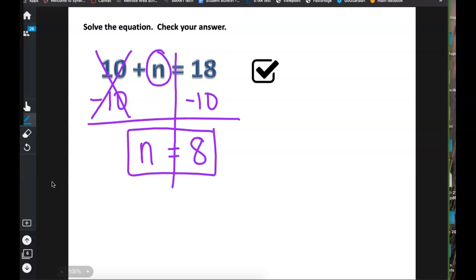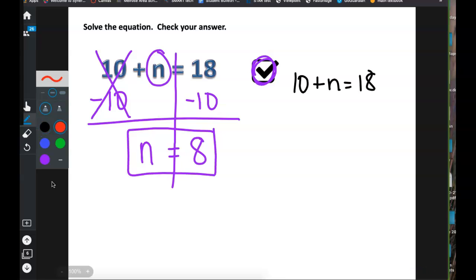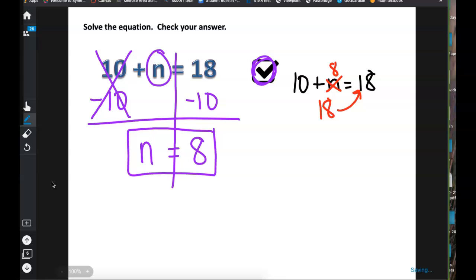Okay? Now, the cool thing about algebra is you can always check your answer, and I'm going to make you check your answer. So this check mark means you're going to check to make sure it works. Okay, and here's how we're going to check it. So I'm going to rewrite the problem. 10 plus n equals 18. Okay, all I did was recopy the problem. Now we've said that n equals 8. So I'm going to cross out the n and put an 8 there. Does it work? What's 10 plus 8? 18, right? So 10 plus 8 is 18, and I can prove that my answer works.